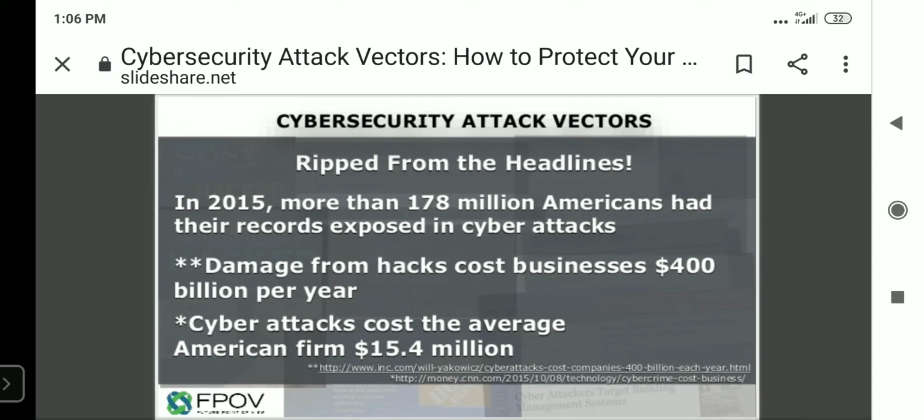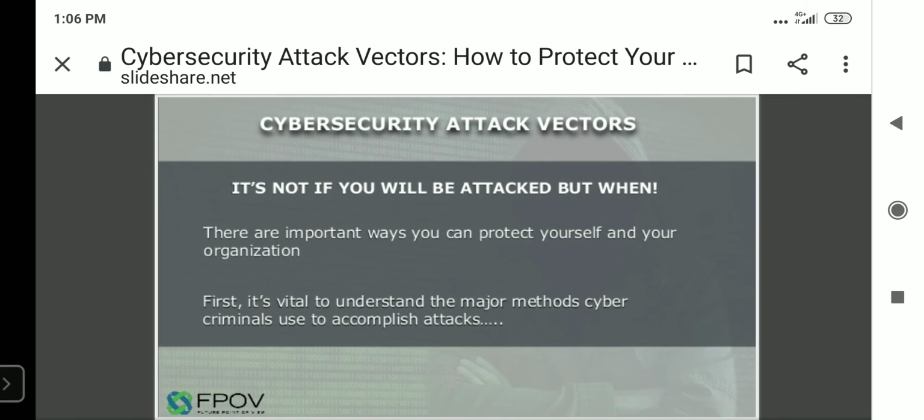In 2015, more than 178 million Americans had their records exposed in cyber attacks. Damage from hacks cost business $400 billion per year. A cyber attack costs the average American firm $15.4 million. This is the story of one country. It is not if you will be attacked but when. There are important ways you can protect yourself and your organization. First, it is vital to understand the major methods cyber criminals use to accomplish the task.